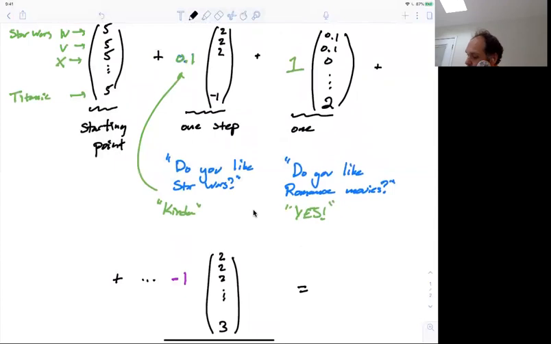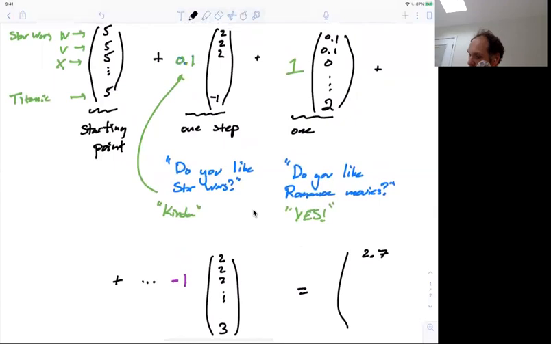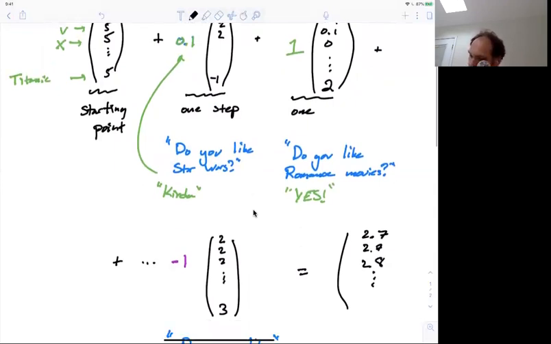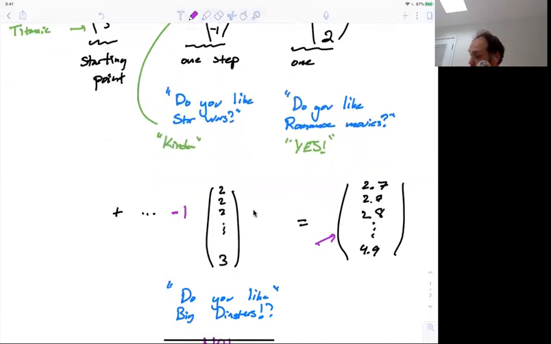We're going to end up somewhere like 2.7, 2.8, and maybe 4.9. Right? Now this vector indicates, at the final step, what kind of movies you think they would like based upon the questions that you have.